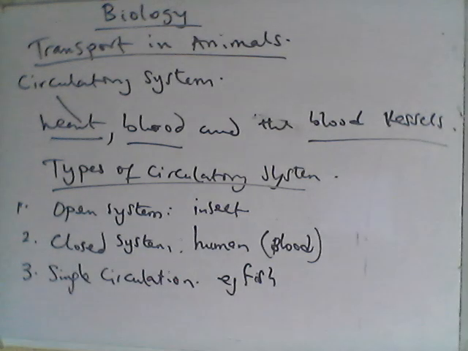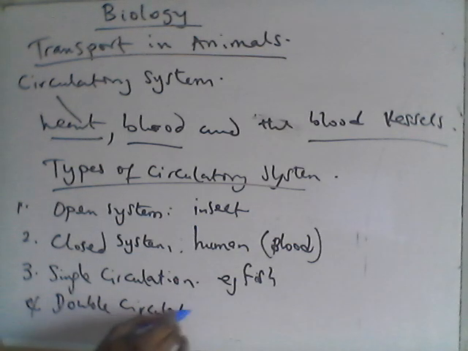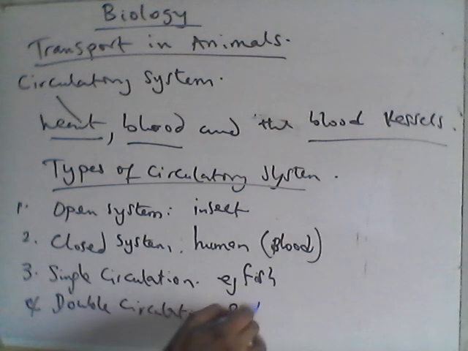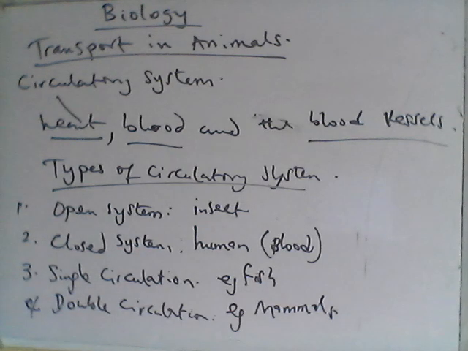And you have the double circulation. For the double circulation, number 4, blood passes through the heart twice per cycle, e.g. mammals. Okay, so this is just for our information.